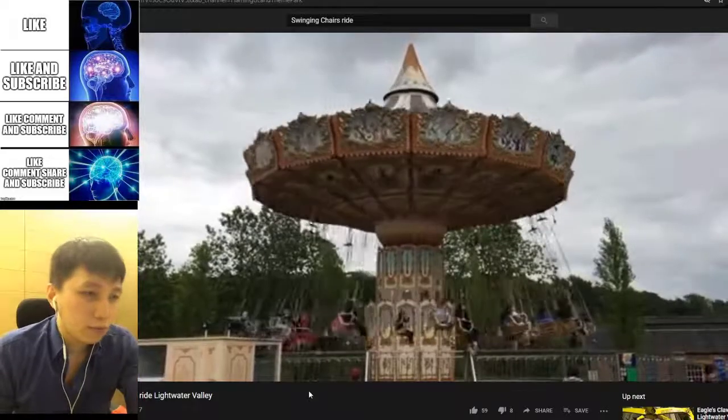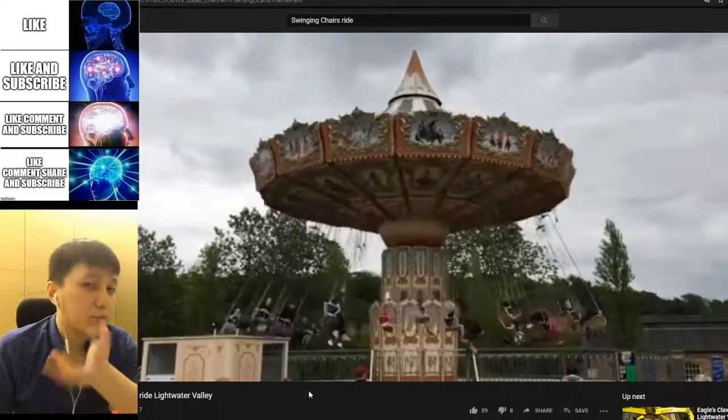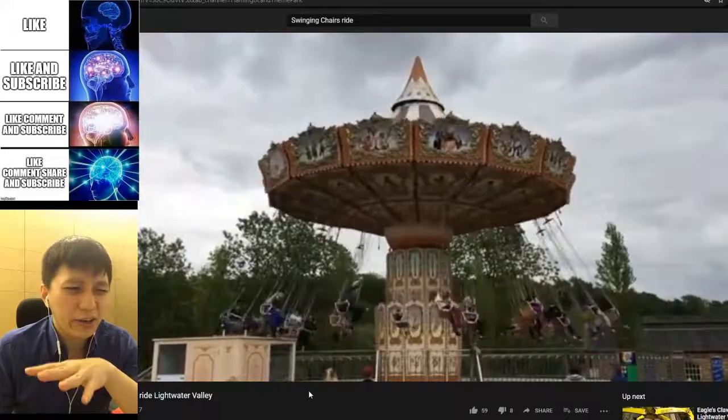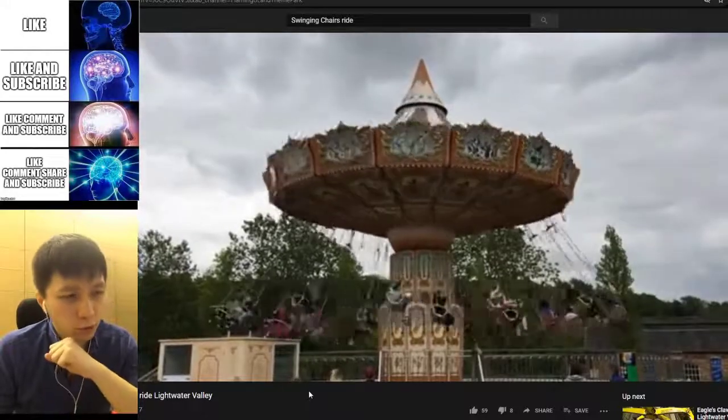Have you been on this kind of ride before? I'm pretty sure you did. This is quite common in different theme parks around the world.